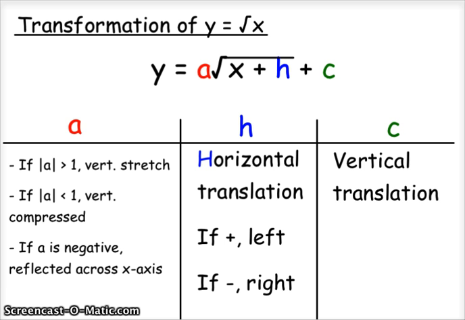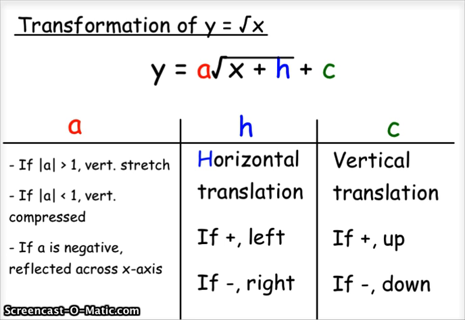The last part is c. This is identical to our quadratics. This is the vertical translation. If our c is positive, it goes up. If it's negative, it moves down. And that should be, again, identical to the last section.